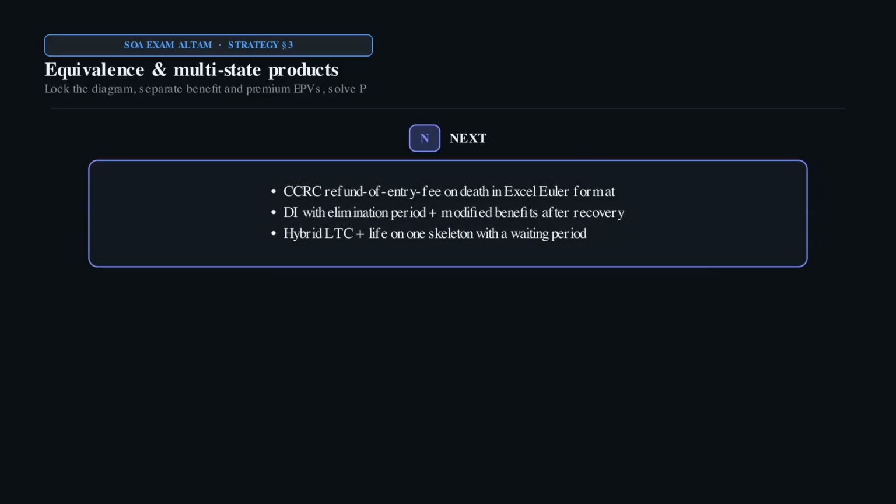Grounded variance. CCRC with refund of entry fee on death in Excel Euler format. Disability income with an elimination period and modified benefits after recovery. Or hybrid LTC plus life on one Markov skeleton with a waiting period. Climb the 5 prior questions easy to hard after this.